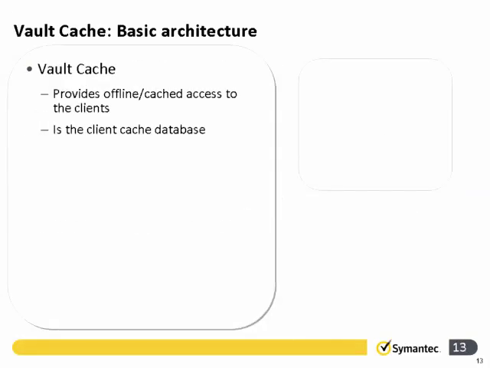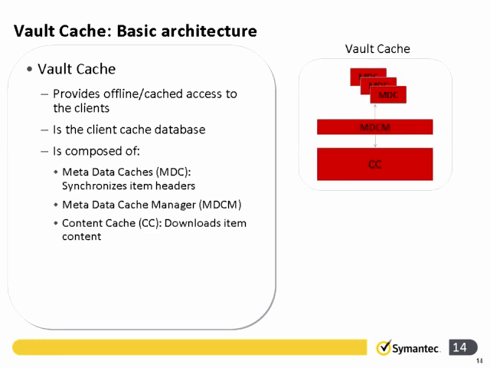Let's look at some basic architecture of the Vault Cache. So in a Vault Cache environment, it provides that offline cached access to the clients, and it is a database of the information that actually is needed for the Vault Cache to work. The Vault Cache is composed of different components. The first component is called the Metadata Cache, the MDC. This is also called the header information, and it's going to be available in order to allow us to synchronize the headers associated with the items that have been placed in our archive.